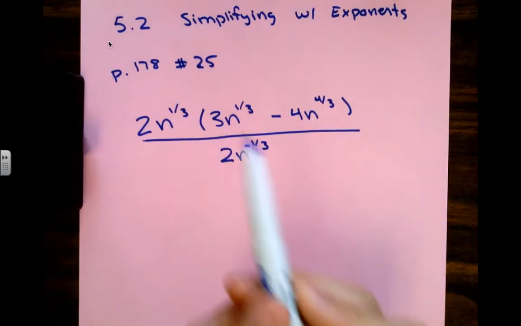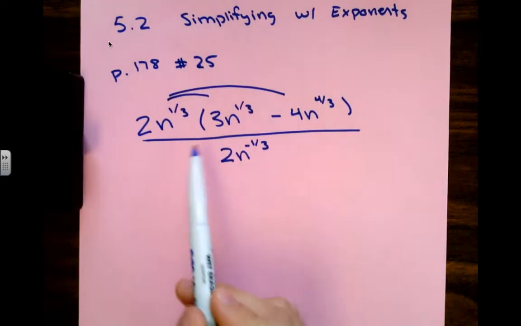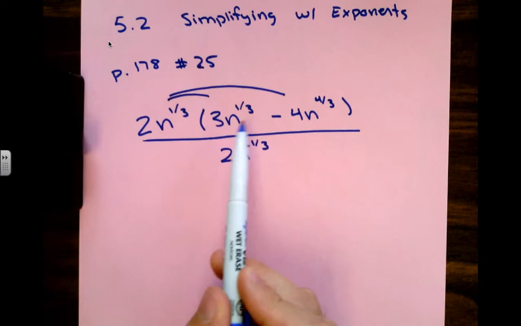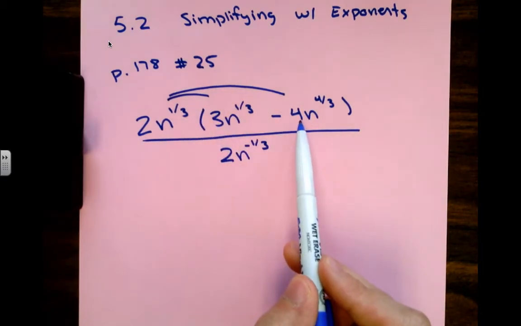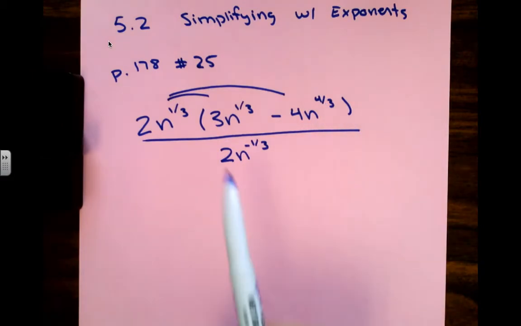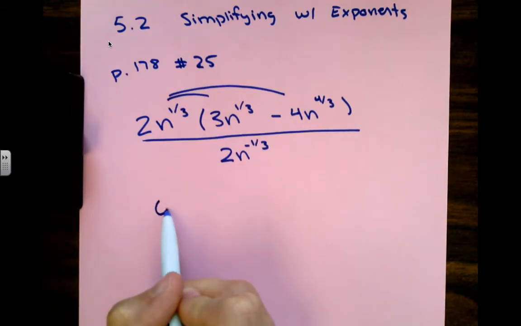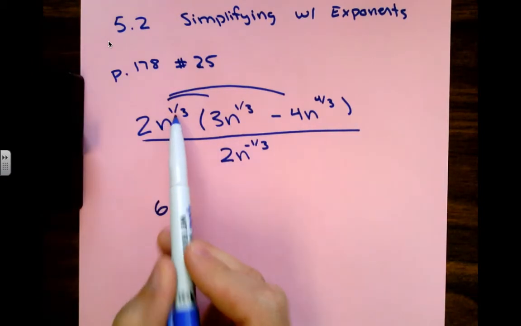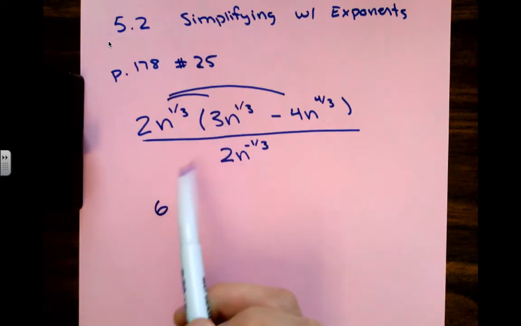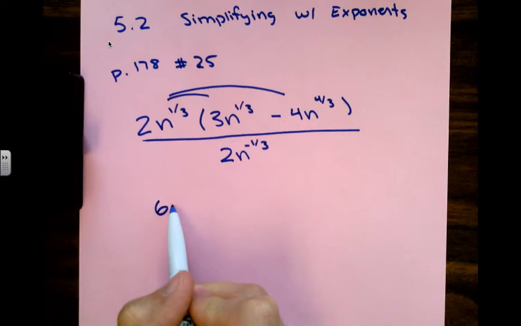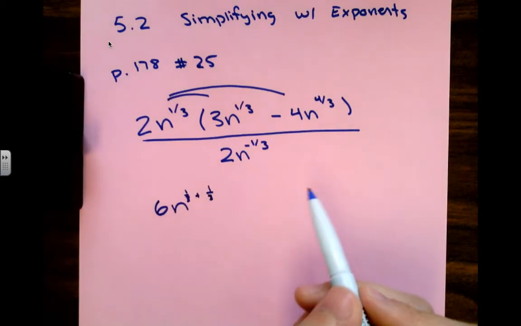I'm going to distribute. I can distribute this 2n to the 1/3 just like anything else. I'm going to multiply 2n to the 1/3 by 3n to the 1/3, and then multiply 2n to the 1/3 by negative 4n to the 4/3. So I multiply the coefficients first. That would be 6. The n to the 1/3, I multiply by n to the 1/3 here. When multiplying two things of the same base, I add their exponents. So it would be 1/3 plus 1/3.